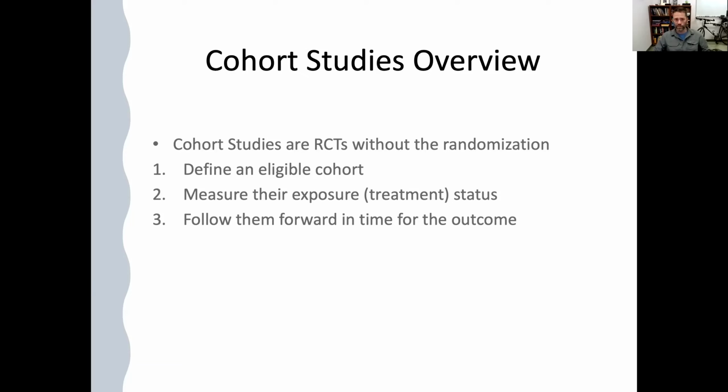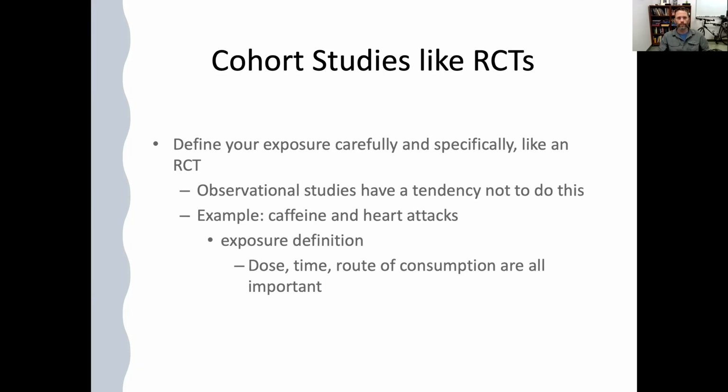But the process of designing a cohort study is a lot like the process of designing an RCT. You define an eligible cohort, you figure out how you're going to measure the exposure or the treatment, and then you follow them forward in time for the outcome. You have to define your exposure carefully and specifically, just like an RCT. Observational studies historically have a tendency not to actually do this. Again, the example I gave before, I think, was caffeine and heart attacks.